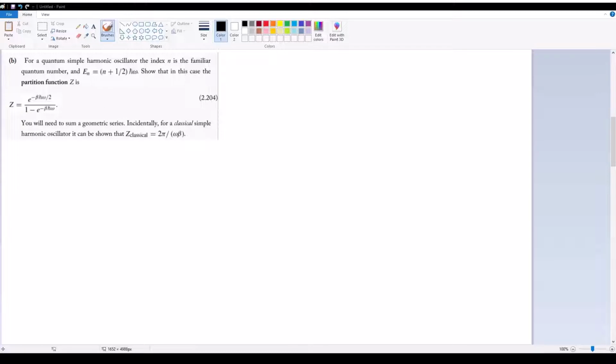Okay, part B is where we're actually going to start inputting some stuff from quantum mechanics. We're going to incorporate the idea that a quantum harmonic oscillator has discrete values of energy defined by (n + 1/2) h bar omega. If we do this, then we want to show that the partition function Z ends up becoming this. And to get it, we have a hint that we're going to need to sum out a geometric series.